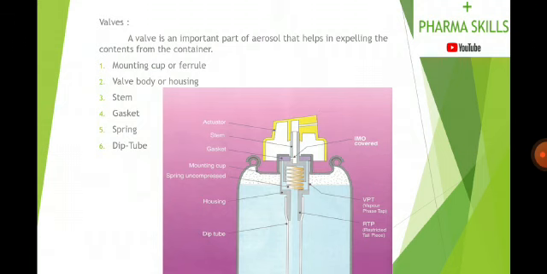Gasket. Gasket is nothing but a disc. It is made up of rubber. It helps in closing the stem orifice, thus prevents the leakage of the contents when valve is closed. Spring. Spring is made up of stainless steel. It helps in opening and closing of the valve. Dip tube. It's a long tube that starts from housing and extends into the product.